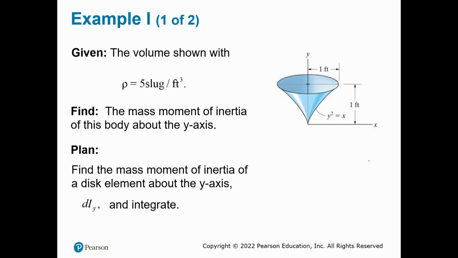We know, given the volume shape shown in the diagram here, the rho, which is density, is 5 slug per cubic feet. We're looking for the mass moment of inertia of this body about the y-axis right there in the middle.